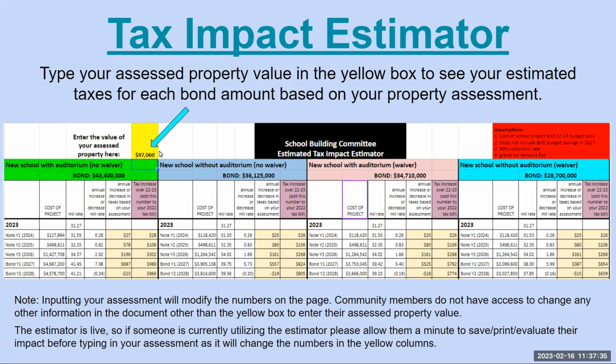When you click enter, it will change these yellow boxes. There's columns for each item, whether it's a new school with an auditorium with a waiver or not, and it will change the estimated tax implication over 20 years for you. This estimator tool is live, so if someone is currently using the estimator, please allow them a minute to save or print or evaluate their impact before typing in your assessment, as it will change all the numbers in the yellow columns.